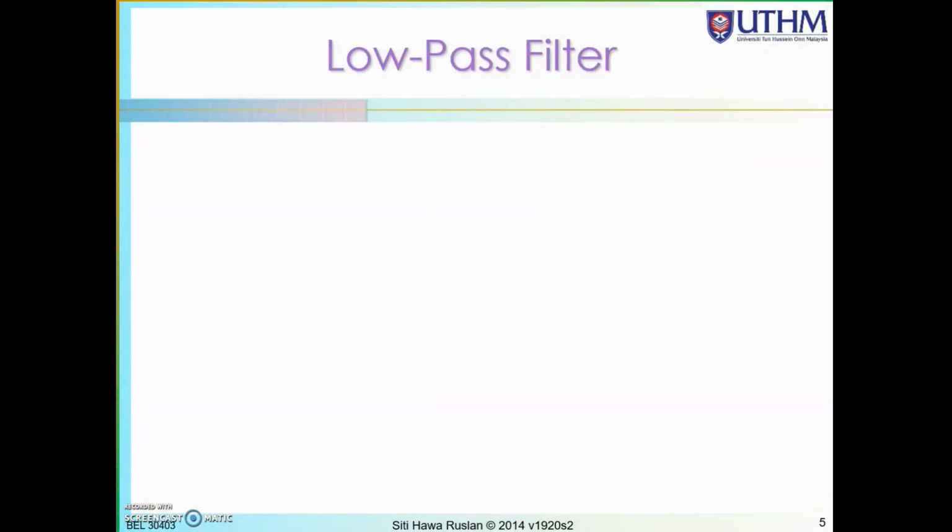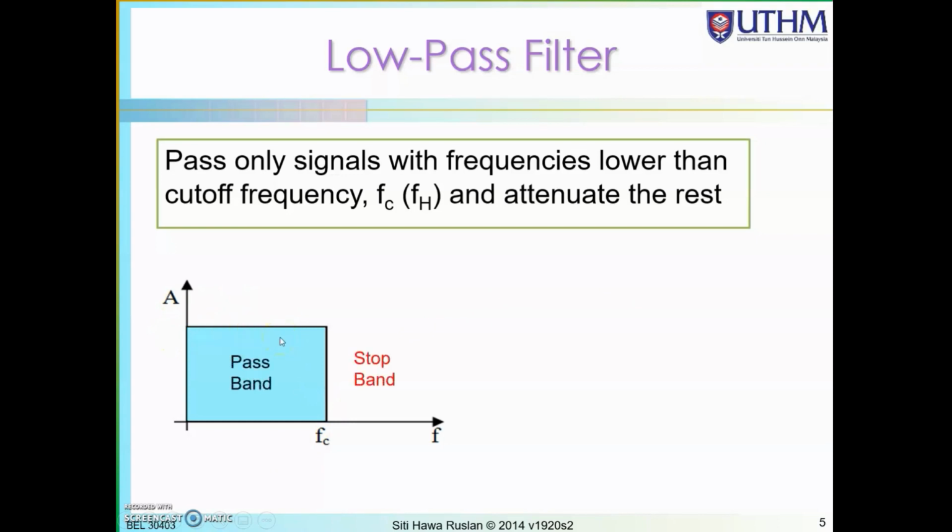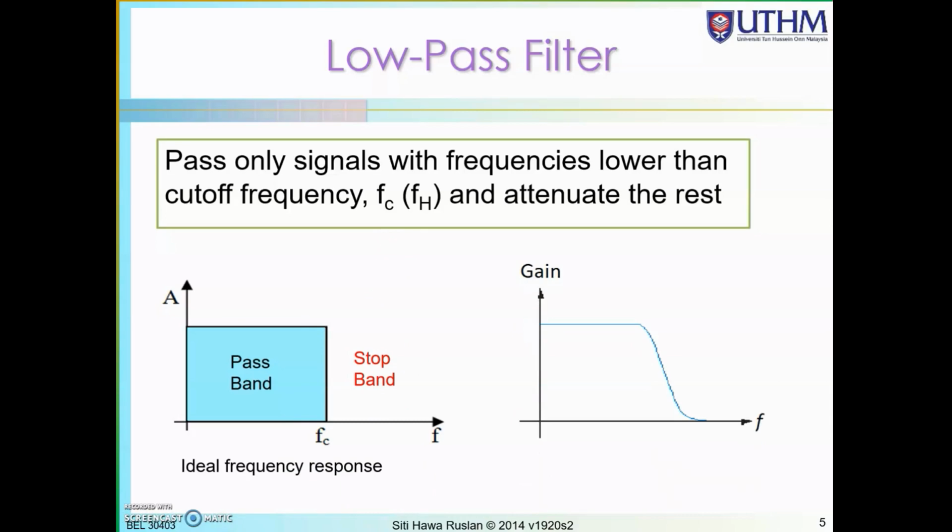First, we look into what a low pass filter is. A low pass filter is just a circuit that can pass only signals with a frequency lower than the cutoff frequency. If you see here, this is FC, or the high cutoff frequency. You have a gain over here at the pass band, but at the stop band you won't get any gain. This is the ideal frequency response, and in reality you'll get this type of frequency response. There is a slope between the pass band and the stop band.